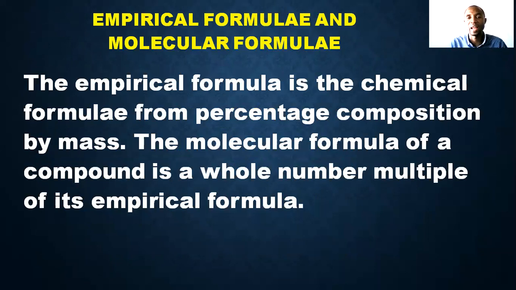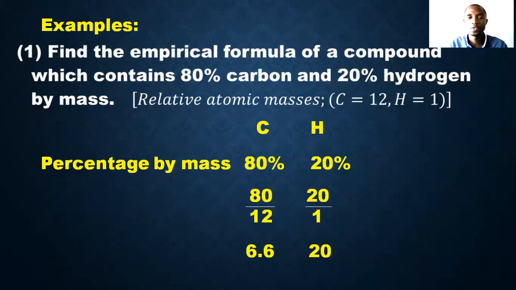Empirical formula and molecular formula. What do they mean? Empirical formula is the chemical formula from percentage composition by mass, while the molecular formula of a compound is a whole number multiple of its empirical formula. Empirical formula is the simplest formula we can have. Then the molecular formula will give us the whole detail we need to know of the full formula. Let's take some examples.